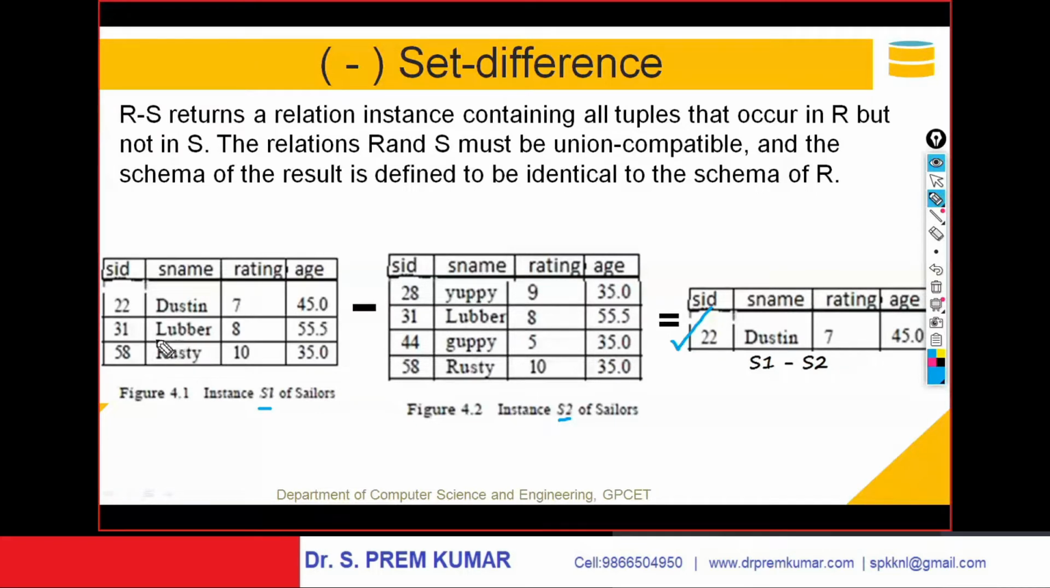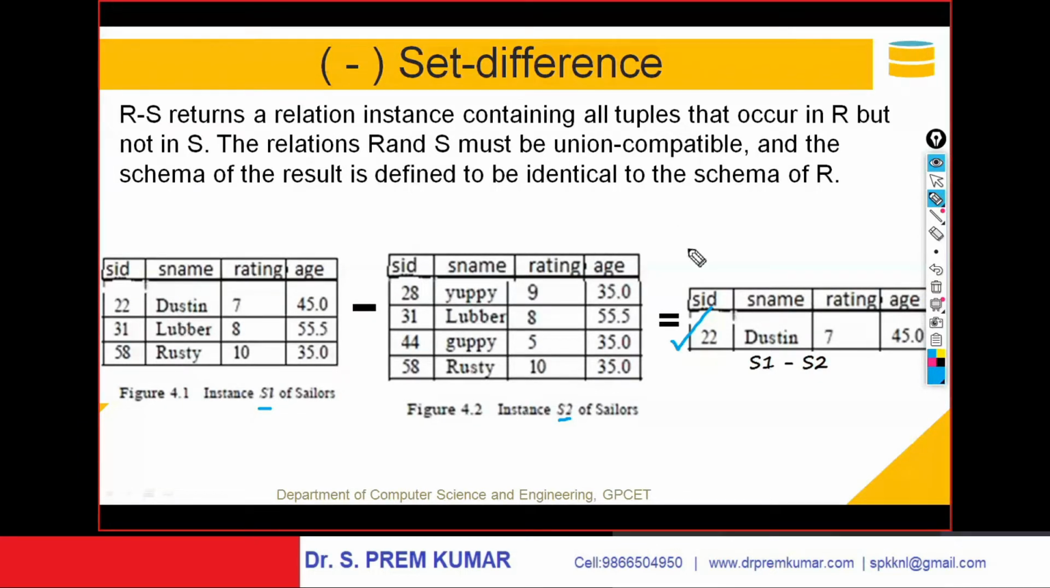Again, Lubber, 31 Lubber. Do you have 31 Lubber? Yes. If available in the second relation, you will not get it as output. 58 Rusty. Do you have 58 Rusty? Yes, it is available, and hence you will not get it in output. Only those tuples which are available in the first relation but not in the second relation will be resulted.